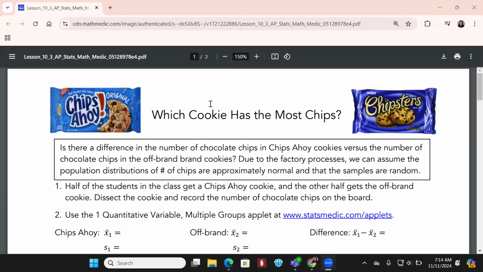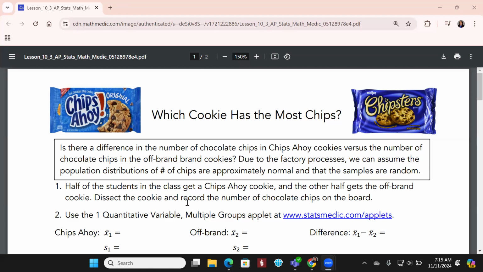So which cookie has the most chips? Is there a difference in the number of chocolate chips in the Chips Ahoy cookies versus the number of chocolate chips in the off-brand cookies? Due to the factory processes, we can assume the population distribution of the number of chips is approximately normal, and that the samples are random. Half of the students in the class get a Chips Ahoy cookie, and the other half gets the off-brand cookie.